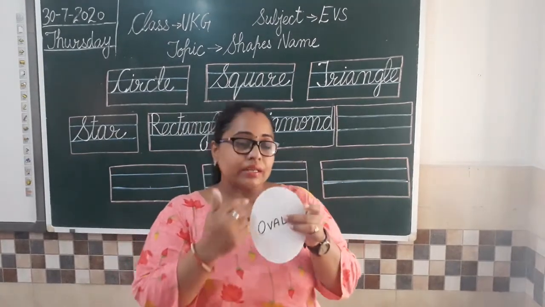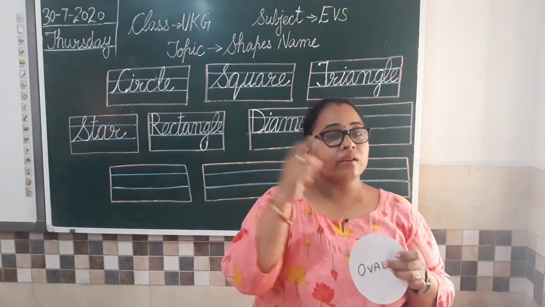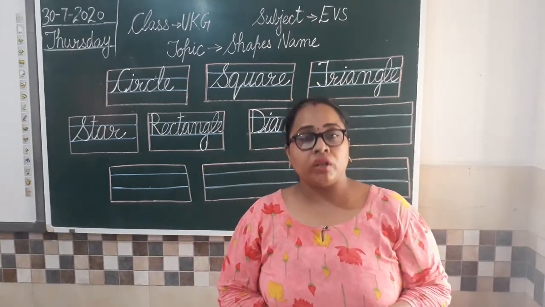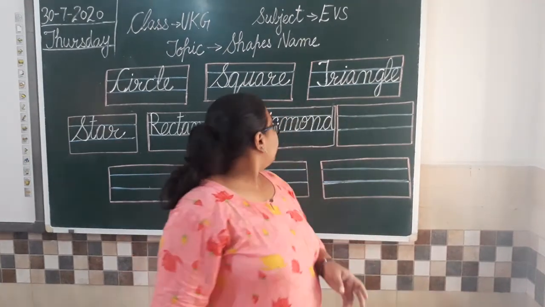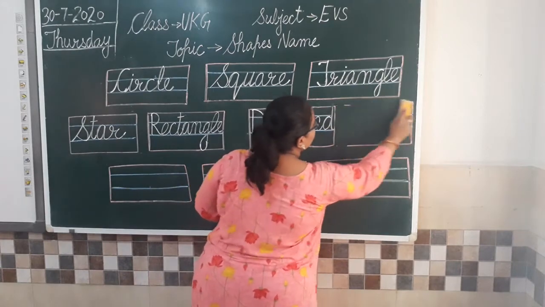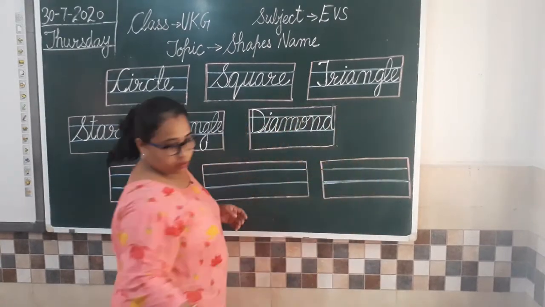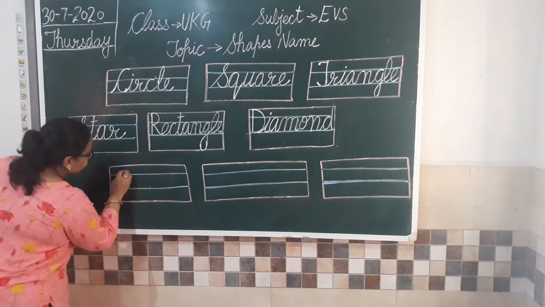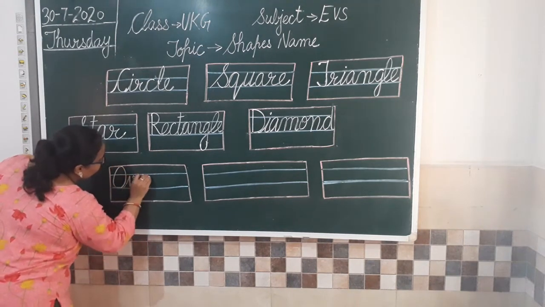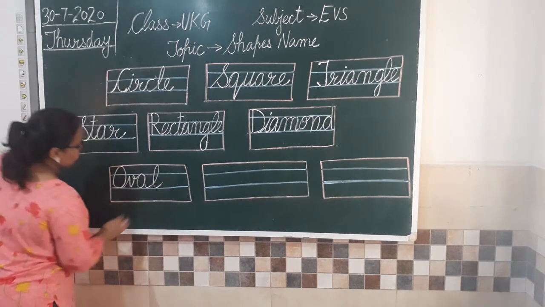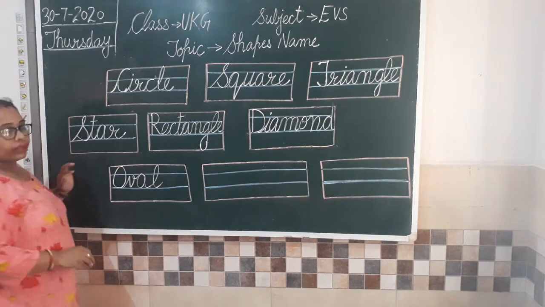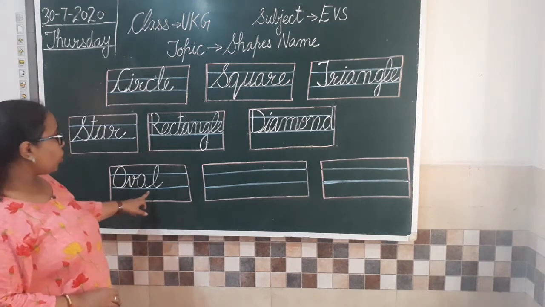Which shape is this? It's oval. Circle की तरह इसकी कोई side नहीं होती, but it is not circle. ये थोड़ा सा long में होता है. We call it oval. What we call it? Oval. So now we are going to write it here. Oval. So how we have written? O-V-A-L. Oval. Clear all? We have written oval now.